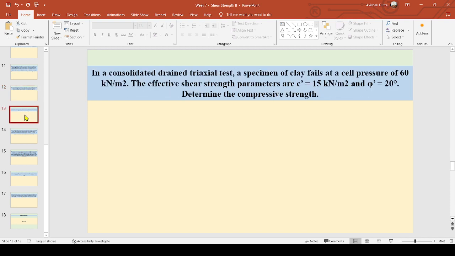In a consolidated drained triaxial test, a specimen of clay fails at a cell pressure of 60 kN per meter square. The effective shear strength parameters are C dash equals to 15 kN per meter square and phi dash equals to 20 degree. Determine the compressive strength.